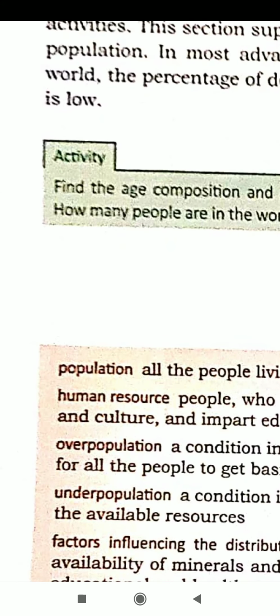Now, underpopulation, a condition in which the population is so small that there are not enough people to utilize the available resources. Factors influencing the distribution of population: physical factors, landform, climate, soil, availability of water, availability of minerals and power resources. Non-physical or human factors: political stability, availability of educational and healthcare facilities, presence of industries and employment opportunities.